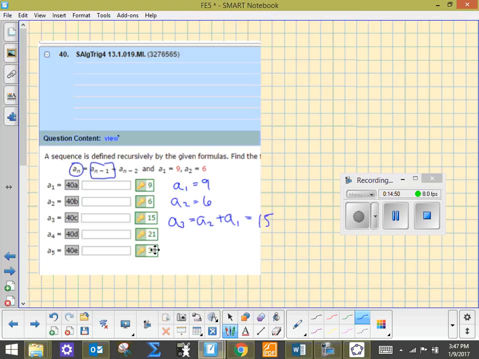so I add those two together, I get 15. A sub 4 then, starting back over this, is the previous term, a sub n minus 1, which is a sub 3, plus then a sub n minus 2. Well, n minus 2 would be 2, so a sub 2. So I'm taking a sub 3, which was 15, adding to it a sub 2, which is 6, and you get 21. And I do the same thing for a sub 5. So that's going to be a sub 4 plus a sub 3. A sub 4 was 21, a sub 3 was 15, and I get 36.